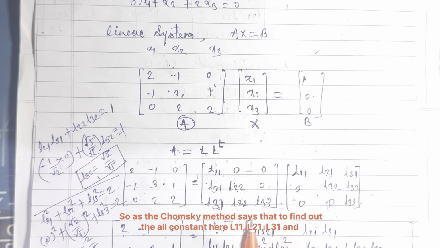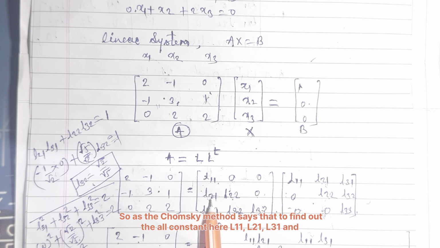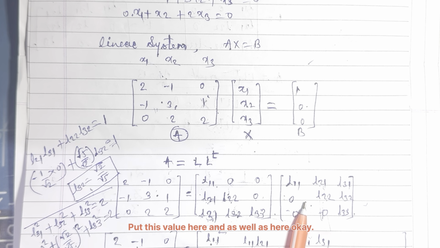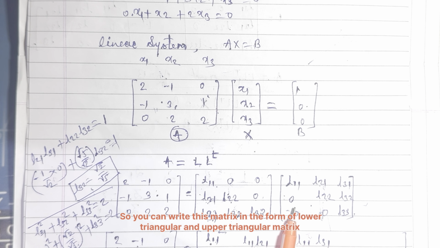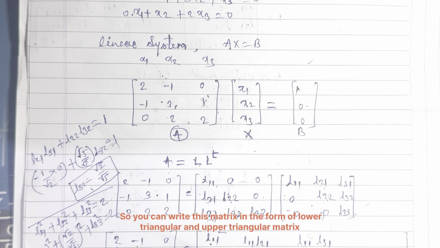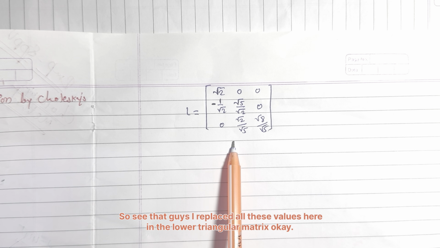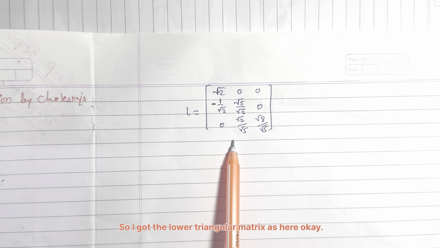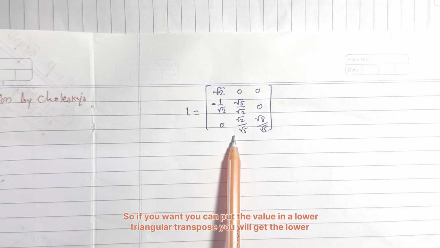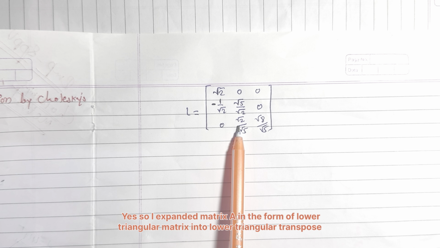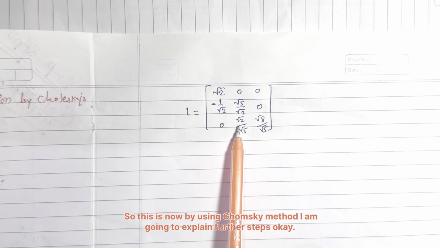As the Cholesky method says, to find out all the constants here, L11, L21, L31 and everyone, put these values here as well as here. So you can write this matrix in the form of lower triangular and upper triangular matrix. I replaced all these values in a lower triangular matrix, so I got the lower triangular matrix as here. If you want, you can put the values in the lower triangular transpose. You will get L transpose. So I expanded matrix A in the form of a lower triangular matrix into lower triangular transpose. Now by using the Cholesky method, I'm going to explain further steps.